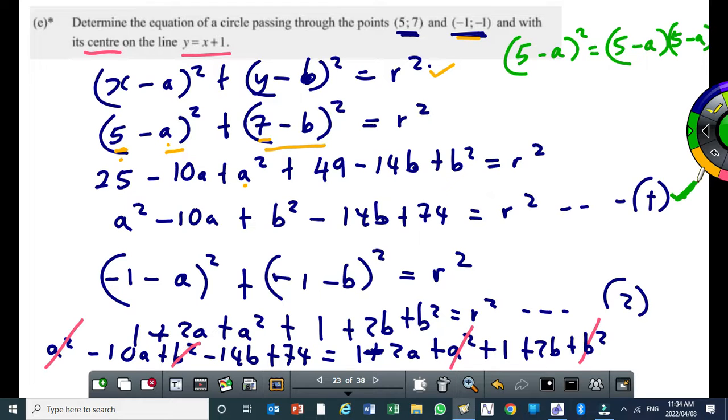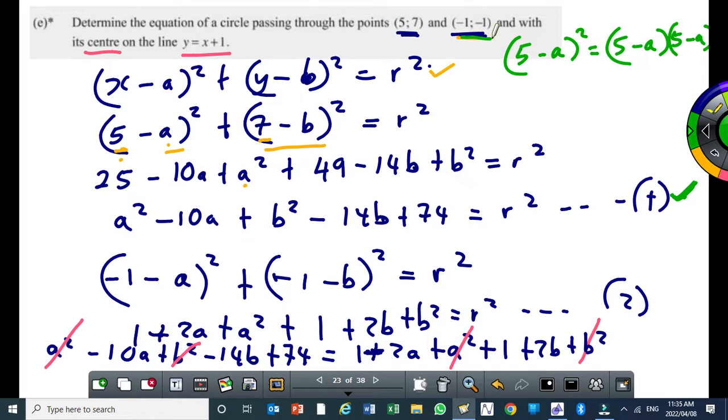Then we need to substitute the coordinates of that point. So we do the same as we did in the first equation. Substitute x equal to minus 1 here, substitute y equal to minus 1 there, you get that. Then you use FOIL, or you can just simplify the brackets. You get 1 plus 2a plus a squared plus 1 plus 2b plus b squared equal to r squared, right?